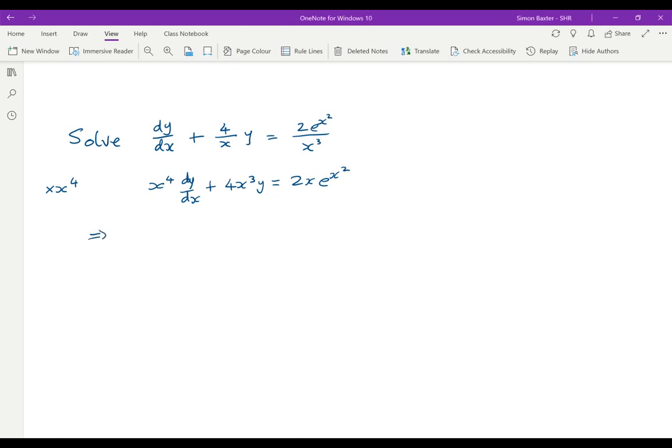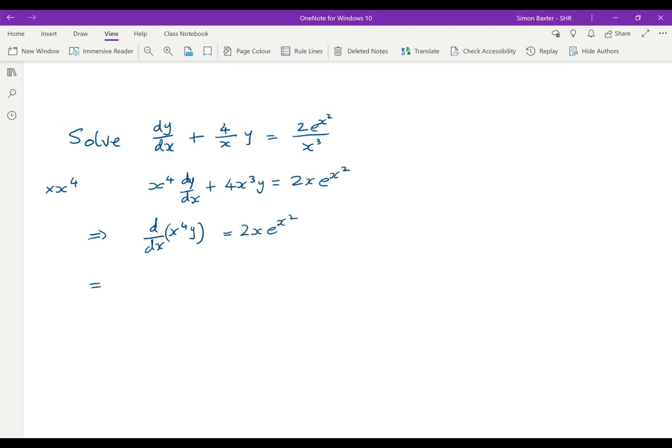Let's just write that down so that we can see it. If I differentiate x to the 4 times y, it's a product. X to the 4 differentiate y plus y differentiate x to the 4. Yes. So that little multiplier, that magic multiplier, has transformed this into an exact equation. That is still 2x e to the x squared.